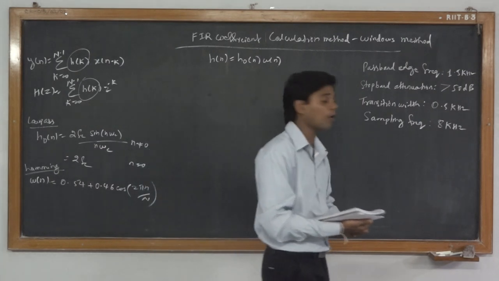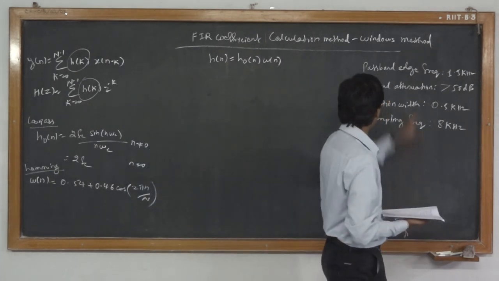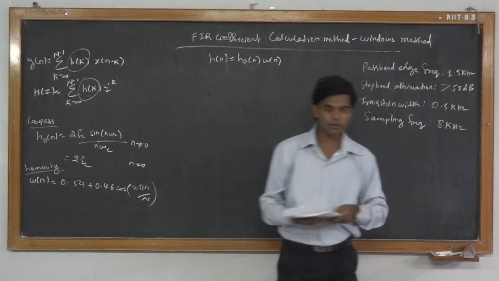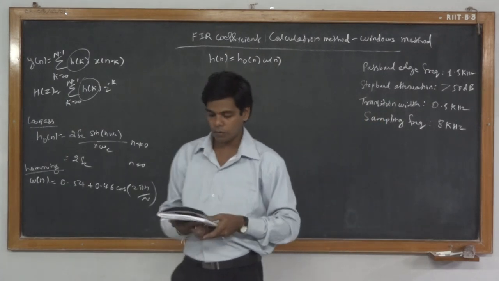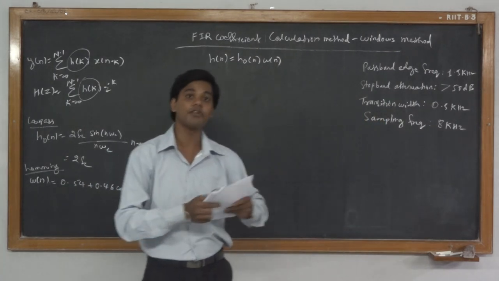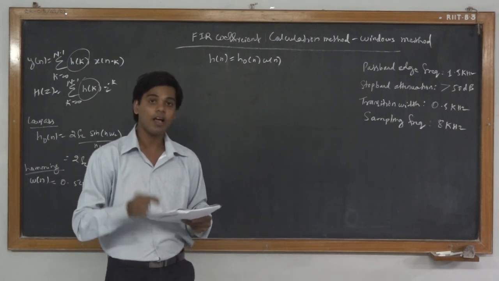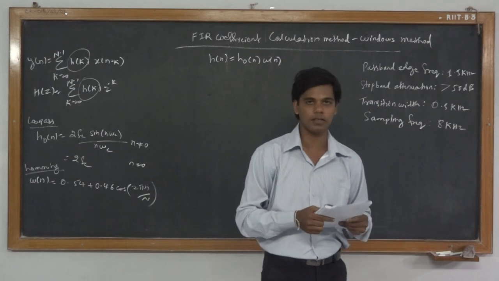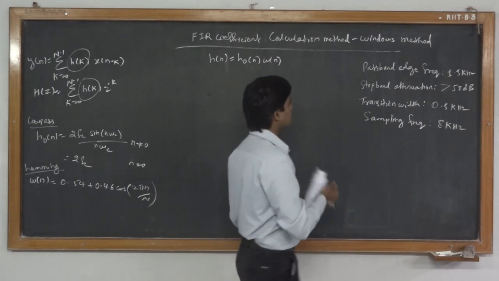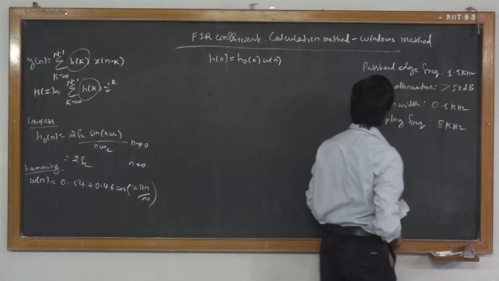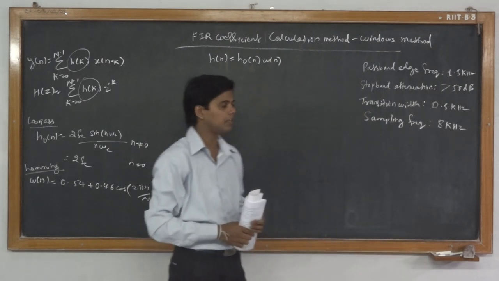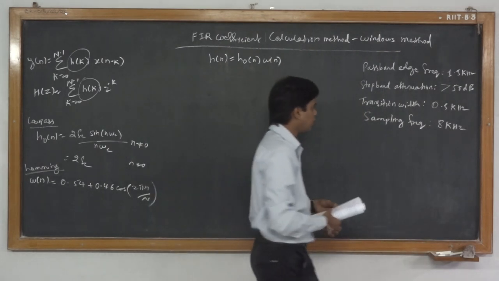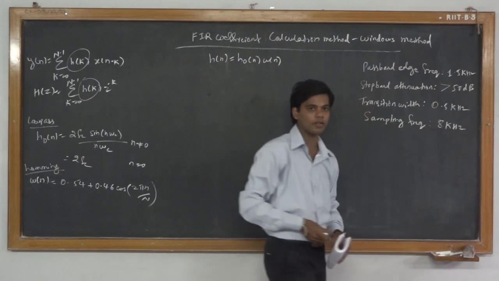So let us start with one problem on this window method. I have already written the specifications, but I will read out the question for you all. Obtain the first 3 coefficients of an FIR low pass filter to meet the specifications given below using the window method. The specifications given are: passband edge frequency is 1.5 kHz, stop band attenuation is greater than 50 dB, transition width is 0.5 kHz, and sampling frequency is 8 kHz.